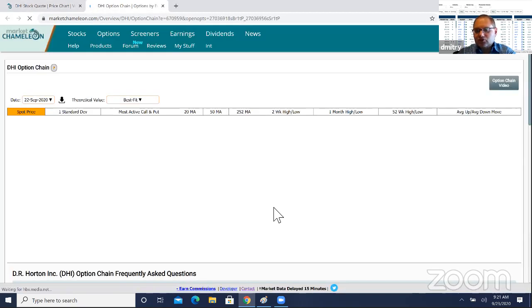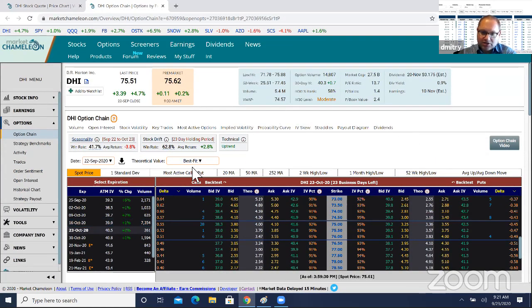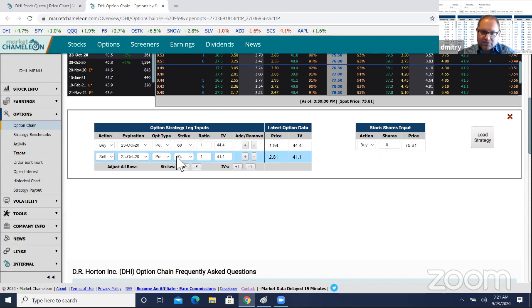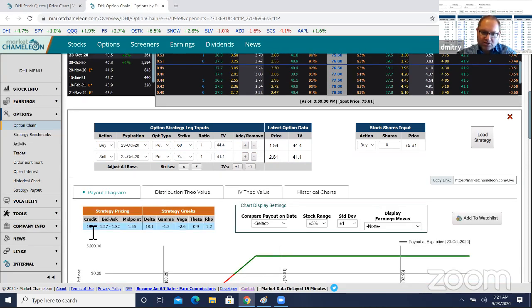I clicked over. This is going to populate the legs of that spread for us on October 23rd. So here's that spread, selling the 74 put, buying the 69 put, a $5 put spread. This is where it closed. One thing to keep in mind, that midpoint is $1.55. You want to try to get your execution as close to the midpoint as possible. This is a very wide spread.